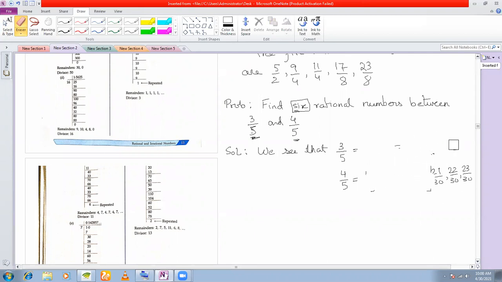And I think 7 will give us, because we have almost got 5 rational numbers. So 3 into 7 divided by 5 into 7, and 4 into 7 by 5 into 7. So this is 21 by 35, and this is 28 by 35. So therefore, what are the 6 rational numbers between these two?